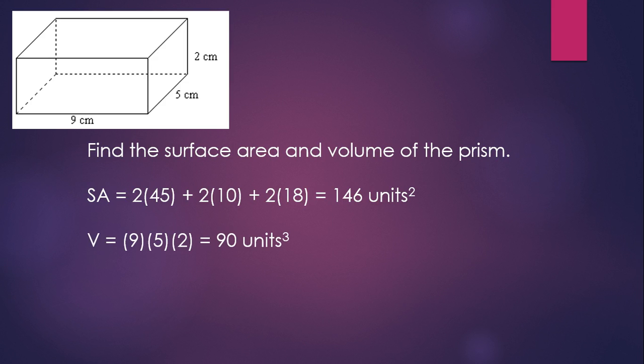For volume, we'll take the base area times the height. So the base area is 9 times 5, and the height is 2, for 90 cubic units of volume.